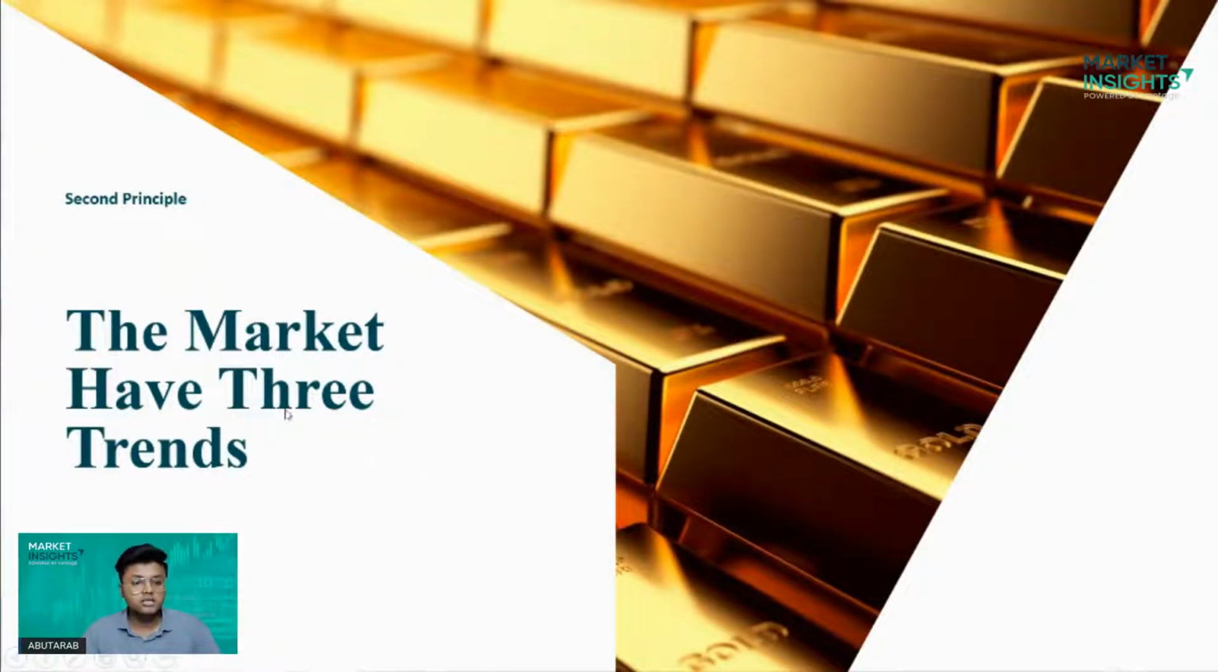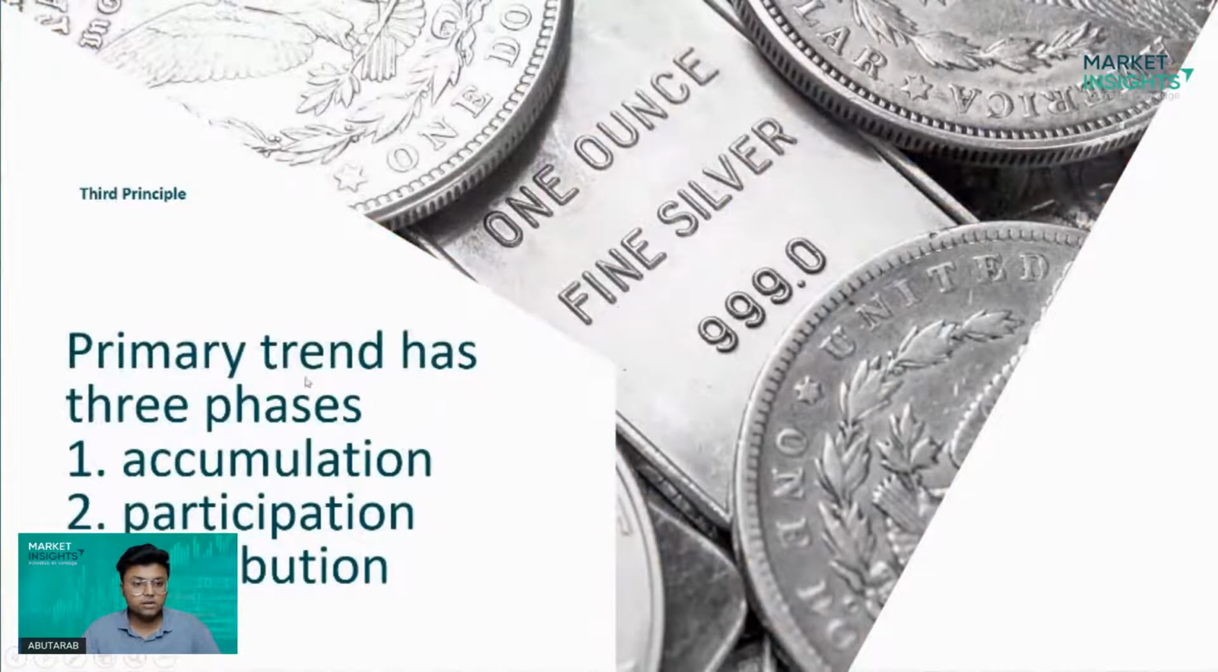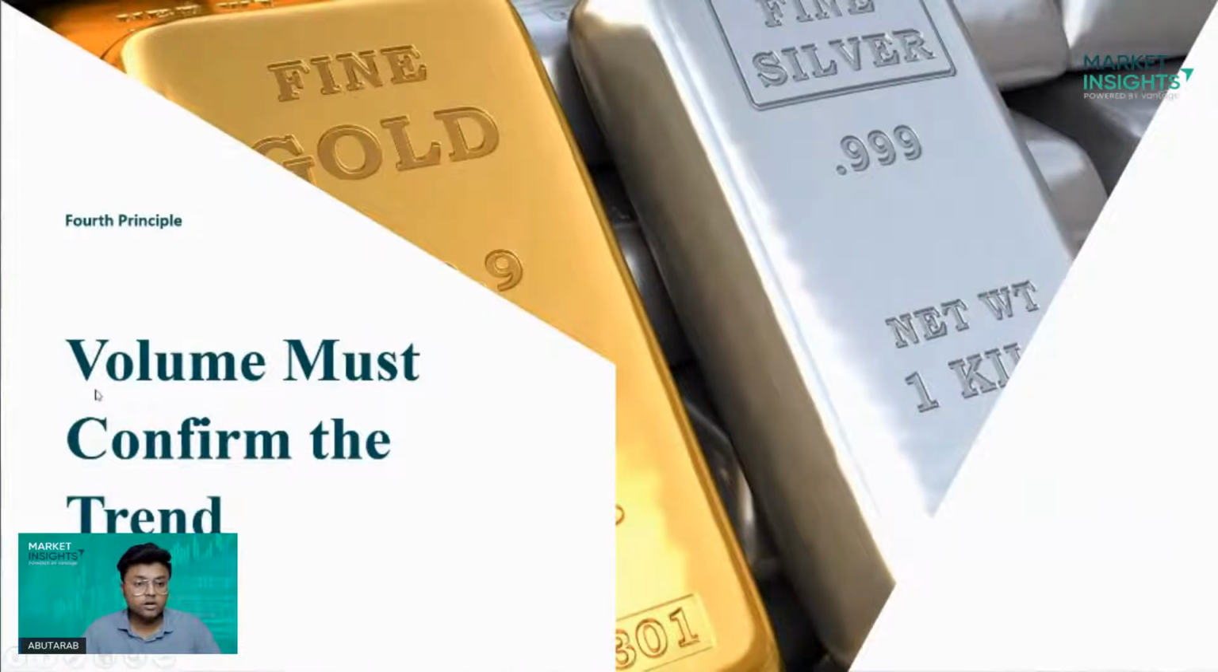The next one is that the market has three trends, as we already know: the primary, secondary, and the minor. The primary has three phases. Very essential, this one. This is seen anywhere and everywhere: accumulation, participation, and distribution. Okay. Last one that you have to remember, very important: volume must confirm the trend.